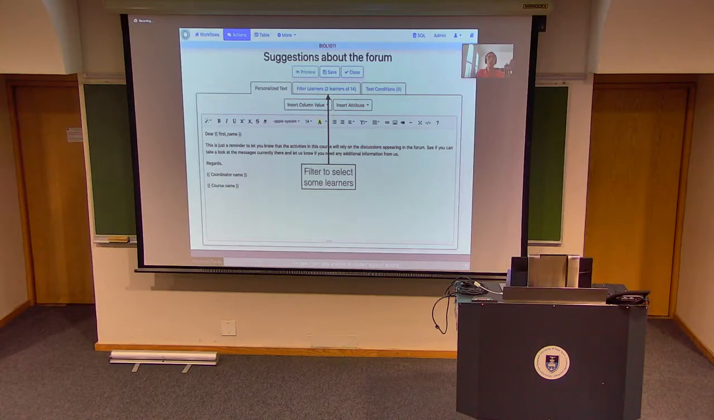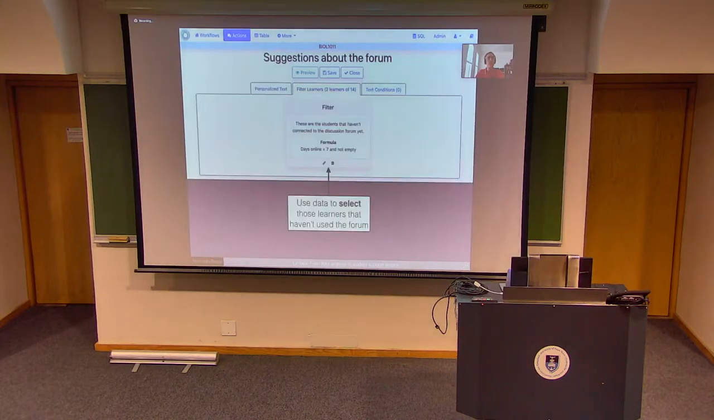Which ones? The ones that the data tells you should be receiving that email. So this is why we offer here, in this second tab, what we call a filter. Let me show you exactly what the filter does. This is the filter that says there are certain students that haven't connected to the discussion forum yet. This filter has already been created.